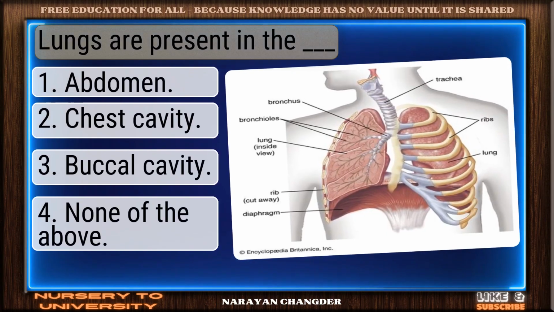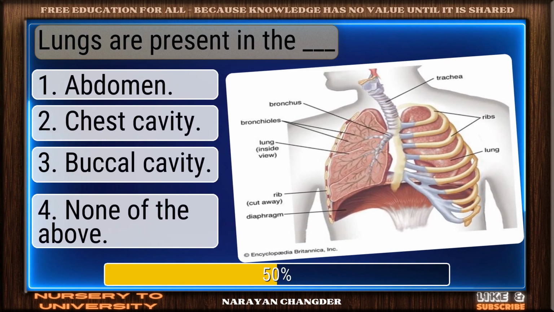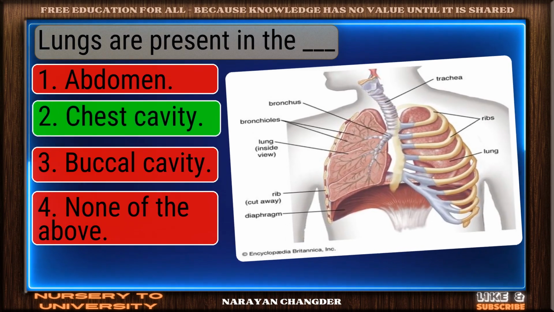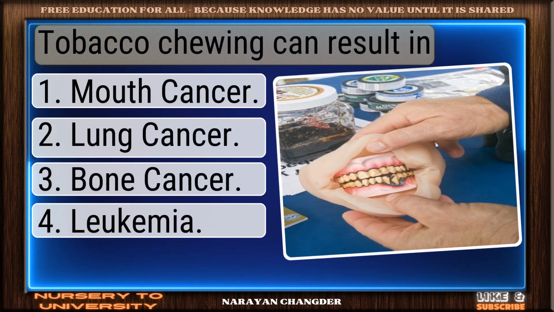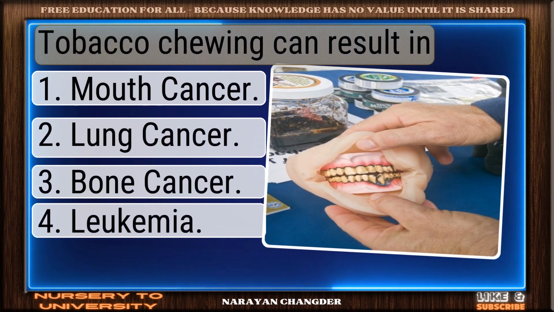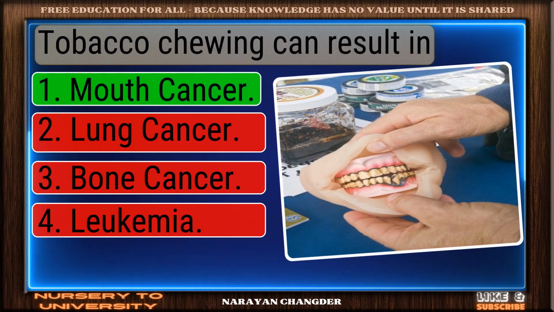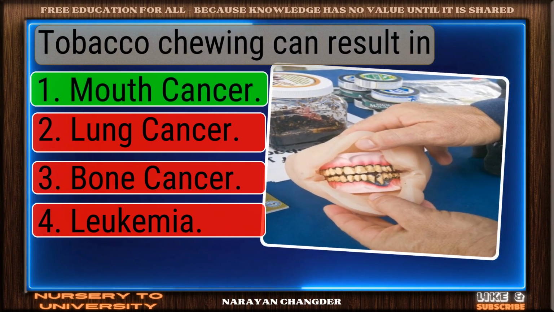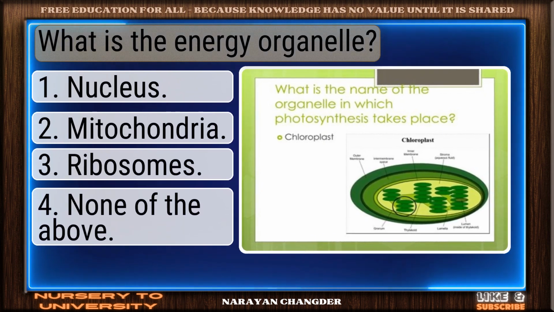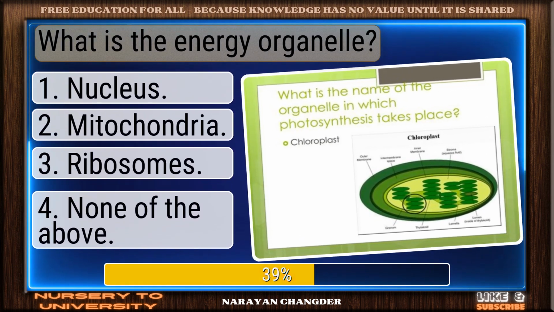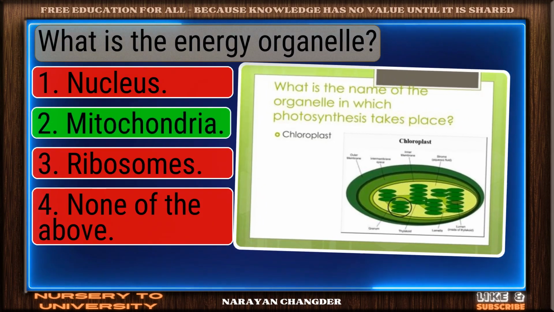Question number 226. Lungs are present in the dash. You chose chest cavity, and it is correct. Question number 227. Tobacco chewing can result in. Nice selection. Mouth cancer is the correct and valid answer. Question number 228. What is the energy organelle? Right choice. Mitochondria is the best answer.